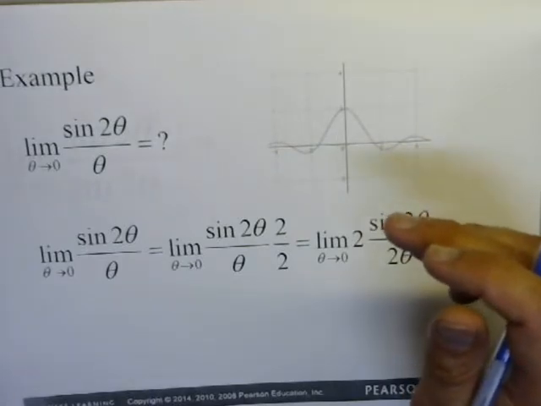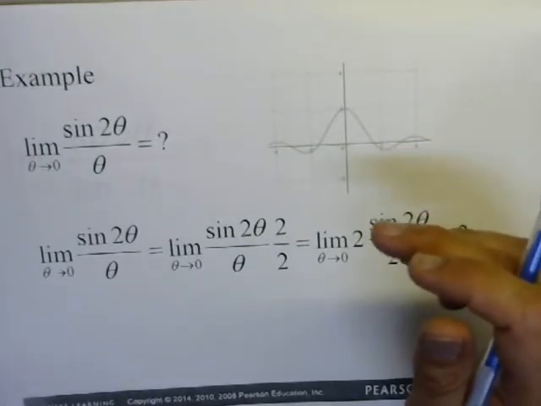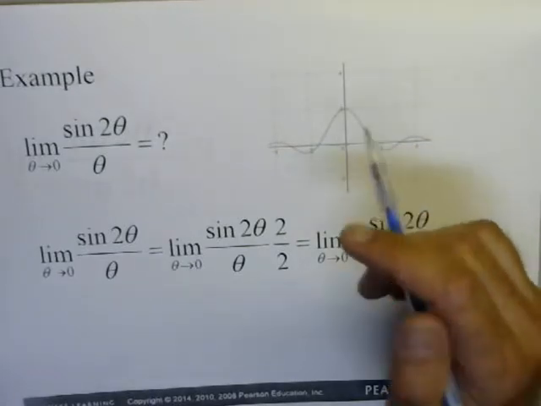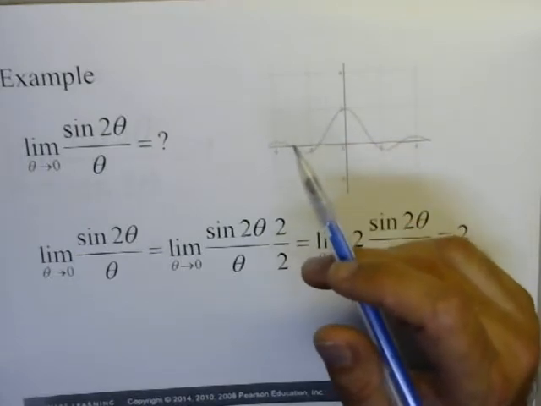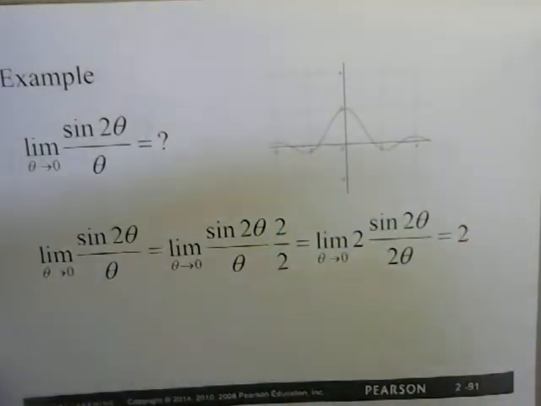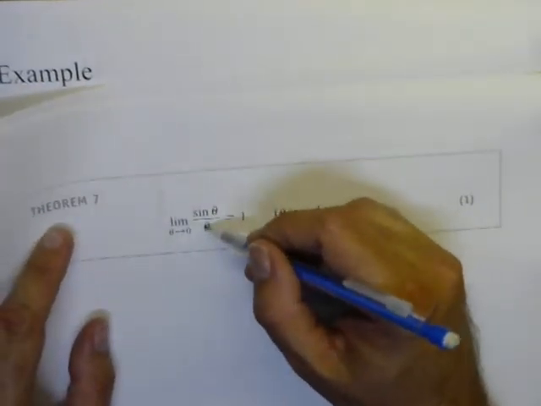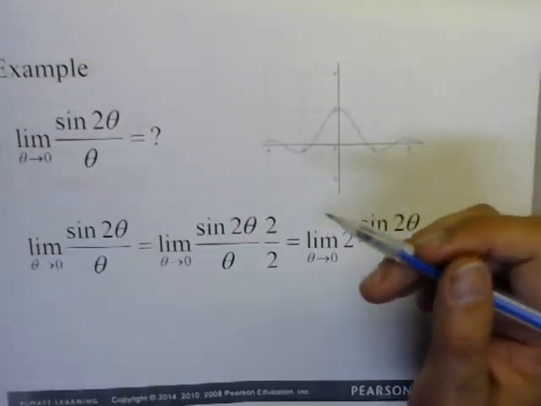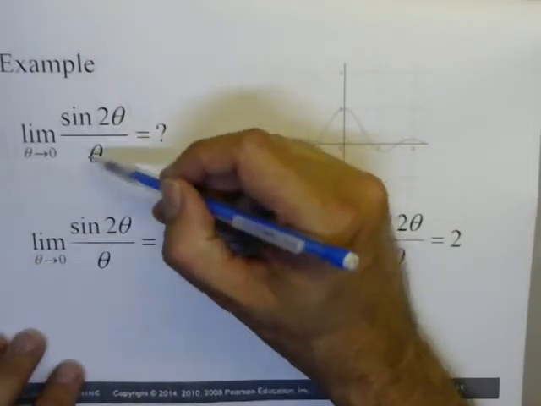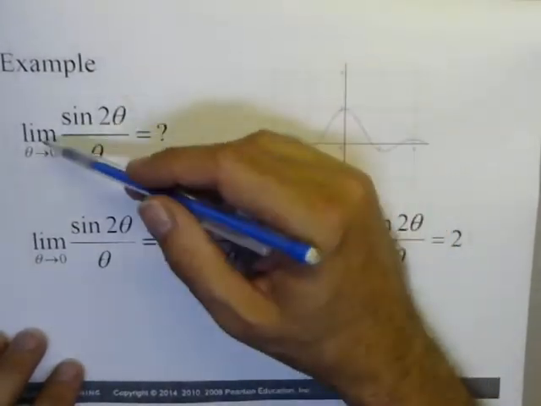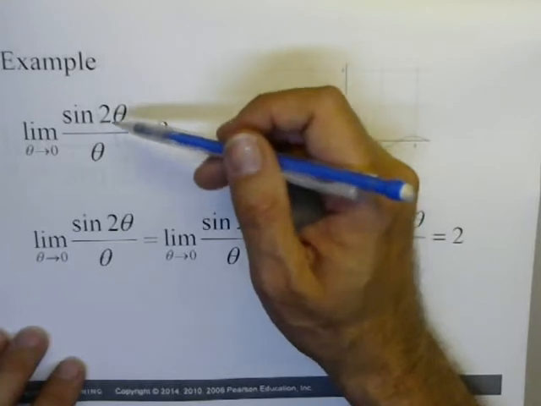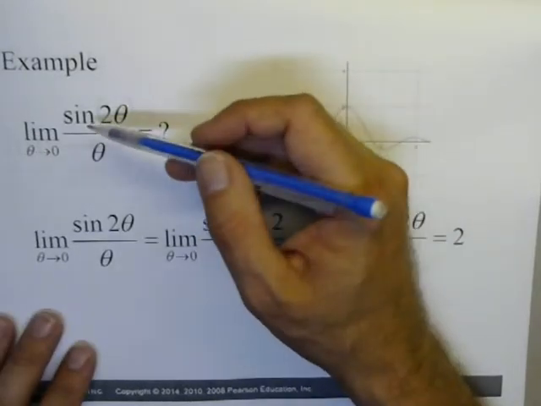I guess one way you can think of it is what this theorem really says is as long as you have the same thing inside the function and the same thing on the bottom and they're both approaching 0, so if you have sine of some stuff over some stuff and they're both approaching 0, you should get 1. So as long as the thing in here and the thing on the bottom are the same, and you take the limit as theta approaches 0, you should get 1. But in this case, unfortunately, they're not the same.